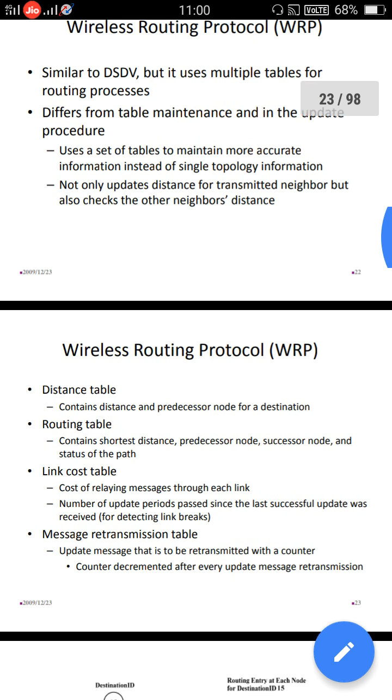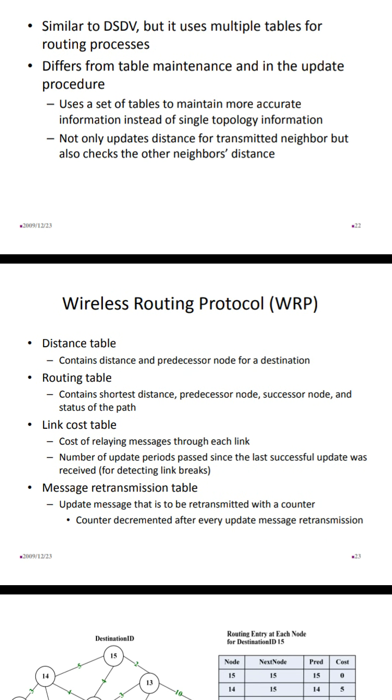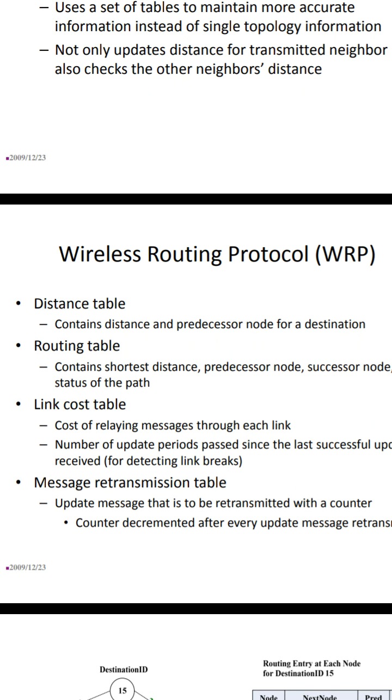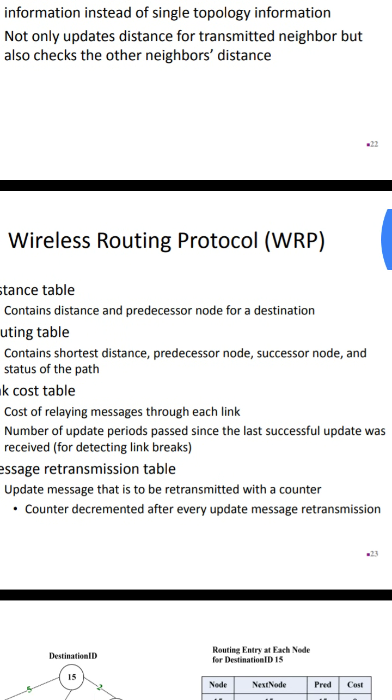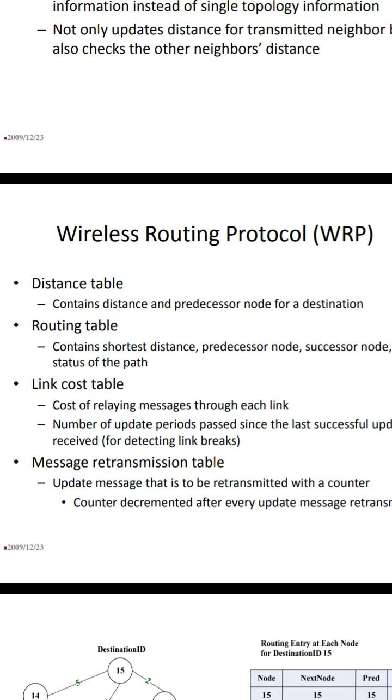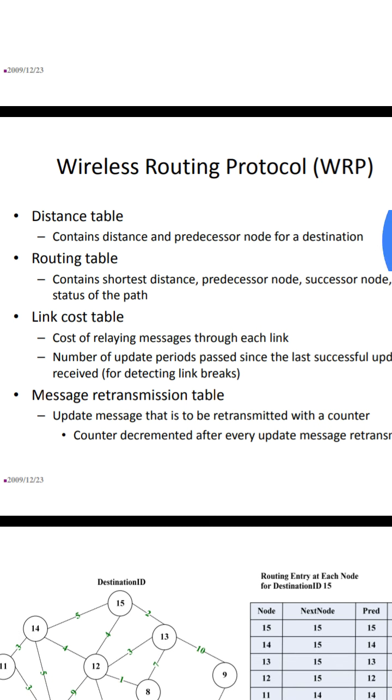There are 4 routing tables. One is the distance table, another is the routing table, another is the link cost table, and another is the message retransmission table. The distance table contains the distance and predecessor node for a destination, and the routing table contains the shortest distance, predecessor node, successor node, and status of a path. The link cost table contains the cost of relaying messages through each link. The message retransmission table contains the retransmitted entries with a counter. These are the 4 tables maintained at each and every node in the wireless routing protocol.